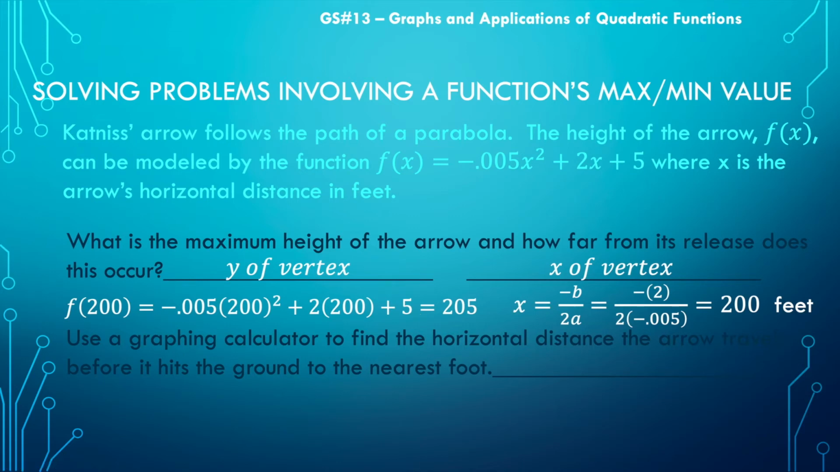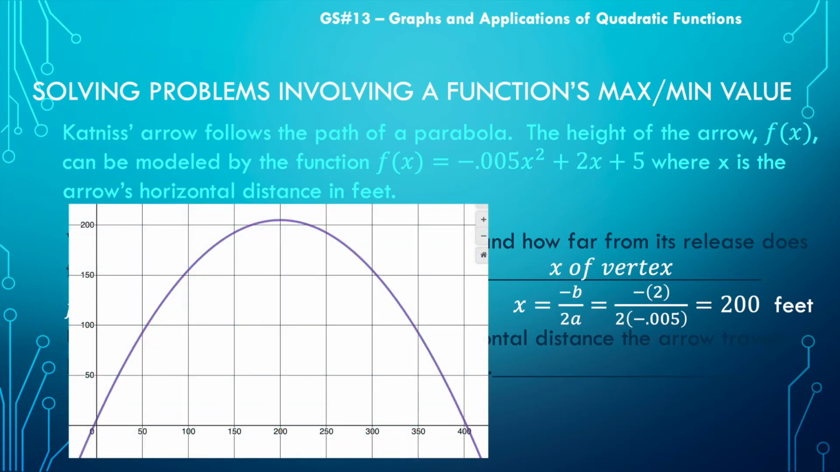Now the last bit of this problem is to use a graphing calculator to find the horizontal distance the arrow travels before it hits the ground, to the nearest foot. So let's think about this. If you put this into a graphing calculator, you get a curve that looks like this. Notice we have a parabolic curve opening down, and that makes sense, right? Because an arrow is going to shoot up and then come down. That also makes sense because we've got this negative out in front.